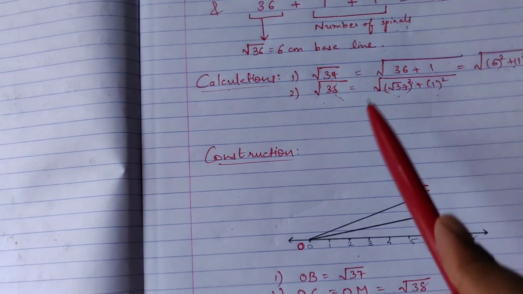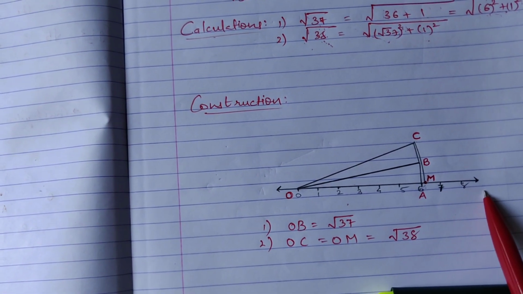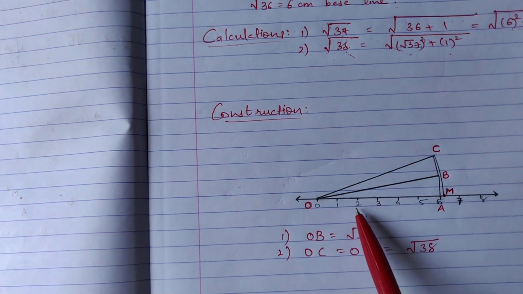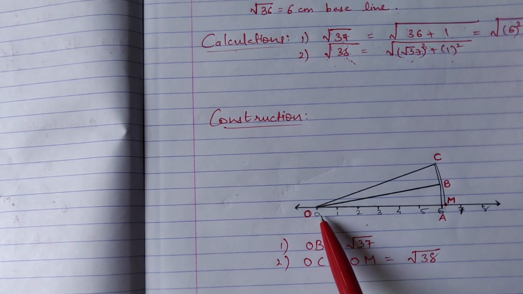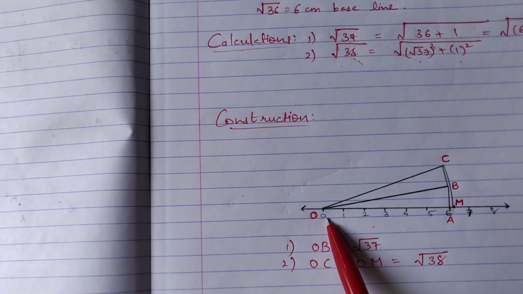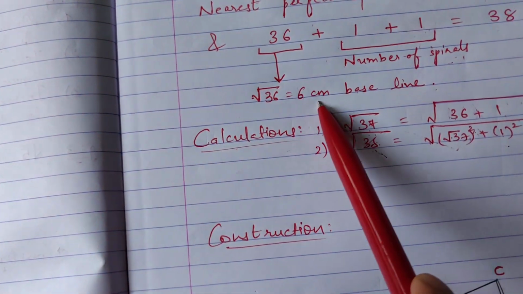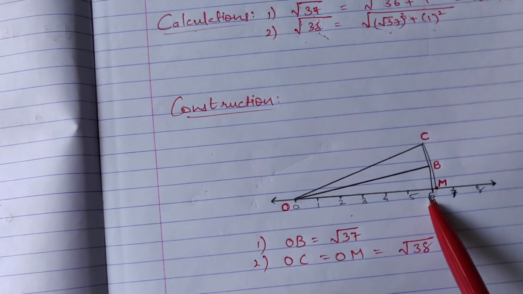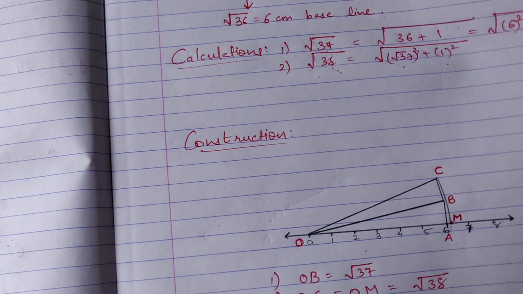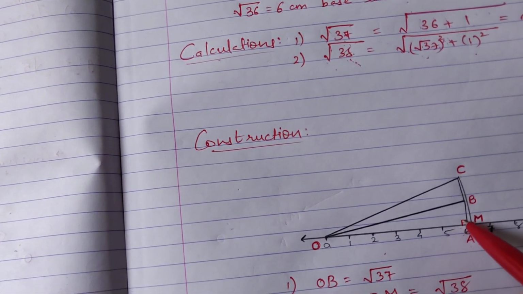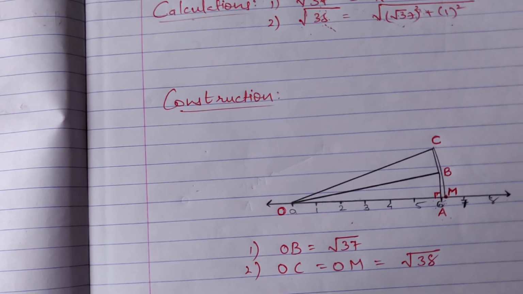Now how to find it in the construction, which is very simple. First of all, as you know, you have to draw the number line, with points 1 centimeter distance from each other. 0 should be named as origin. As we have decided, 6 is the baseline, so at 6 centimeter we will name the point A. Then I need to take a perpendicular line segment AB using the protractor.